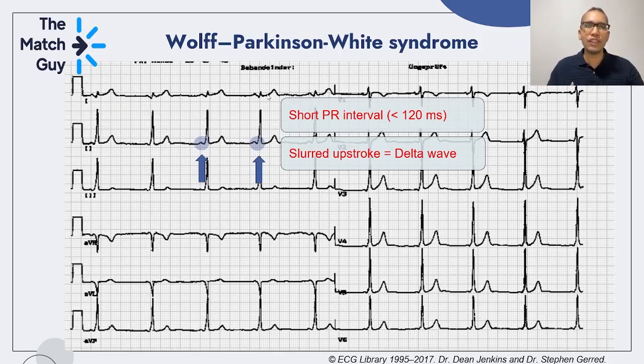This connects the atria and the ventricles directly so that the AV node is bypassed. And that's what we call pre-excitation. This creates the short PR interval and the delta wave that we just saw.